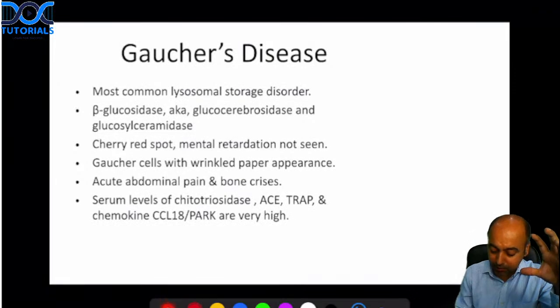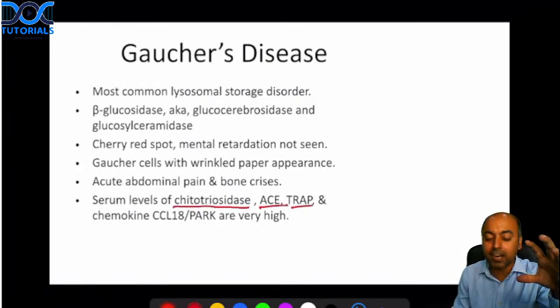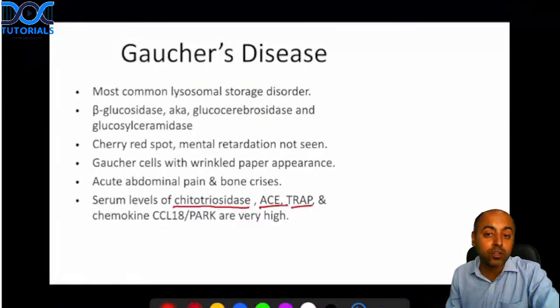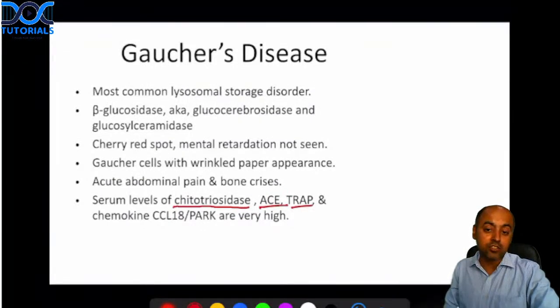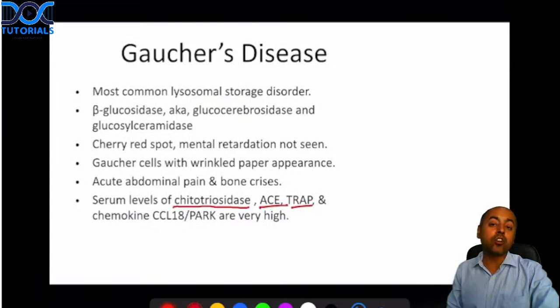And three things are elevated. In the question you saw chitotriosidase, ACE and TRAP. What is ACE? Angiotensin converting enzyme. What is TRAP? Tartrate resistant acid phosphatase. These are elevated along with chitotriosidase in Gaucher's.